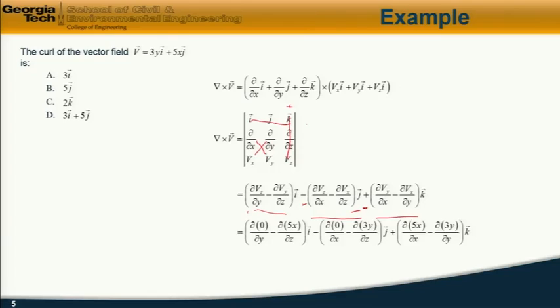So now we're ready to evaluate this, and writing out the terms, we have this, vz is 0, so dvz by dy is 0, d of 5x by dz is also 0, and similarly with the remaining terms, and ultimately when we go through this, all we're left with is the k term, and the answer is 2k. So the answer is C.